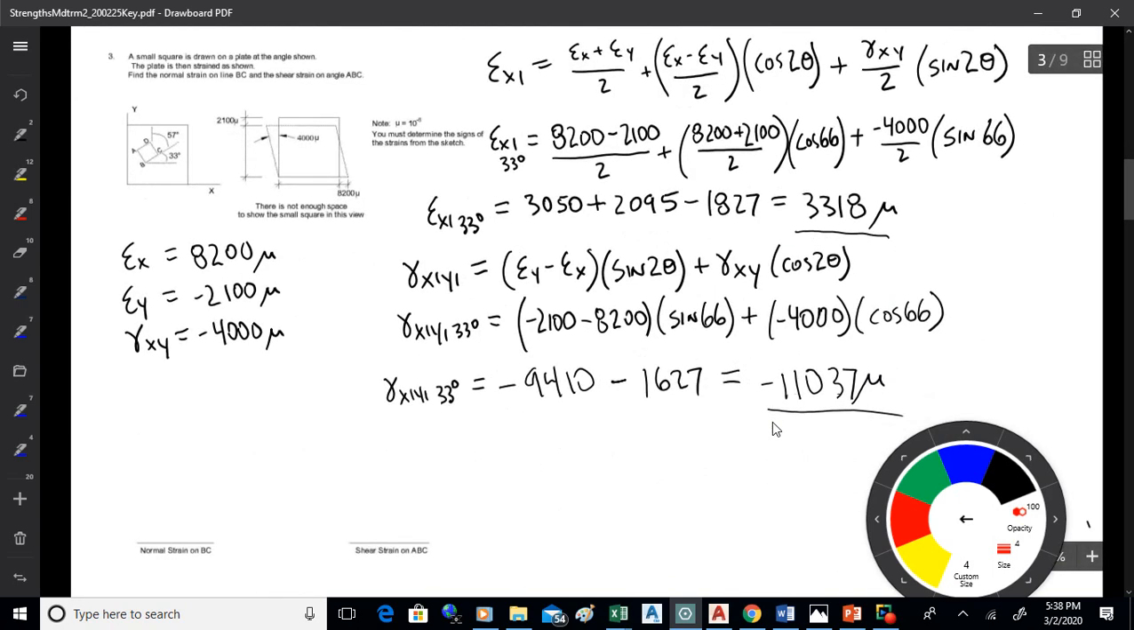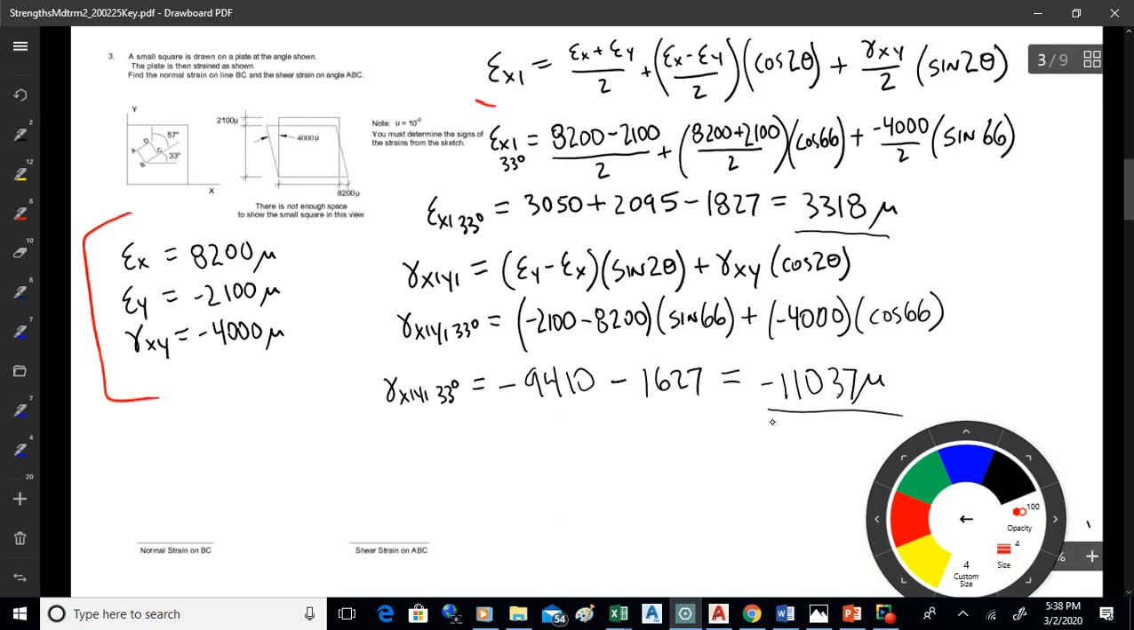Okay, the next one here is biaxial strain. What you're doing there is you want to find epsilon x, epsilon y, and gamma xy. There they are. So in the x direction, it's getting longer by 8,200 times 10 to the minus 6. In the y direction, it's getting shorter by 2,100 times 10 to the minus 6. And the angle there is getting greater, which means it's a negative shear strain of negative 4,000.